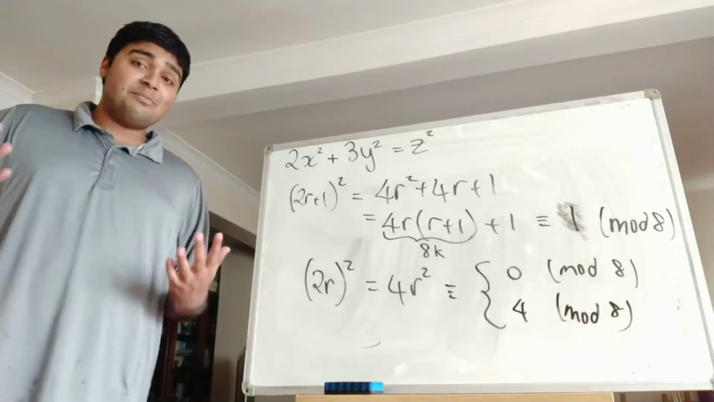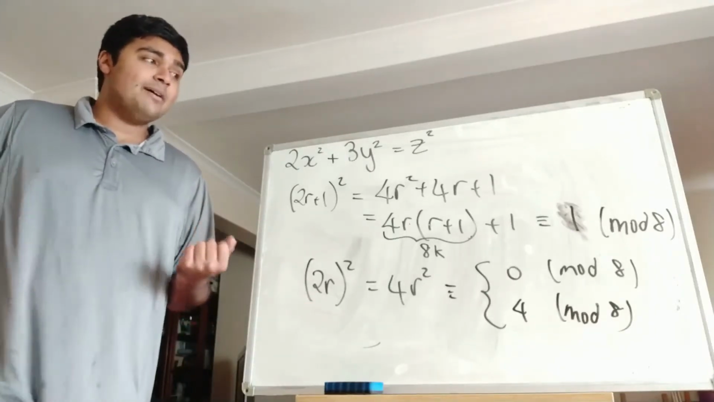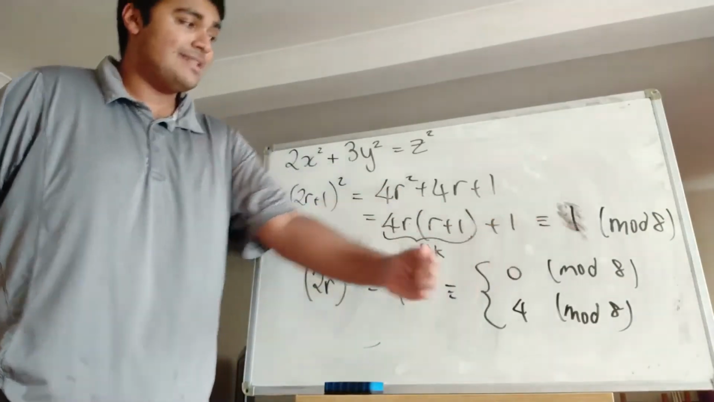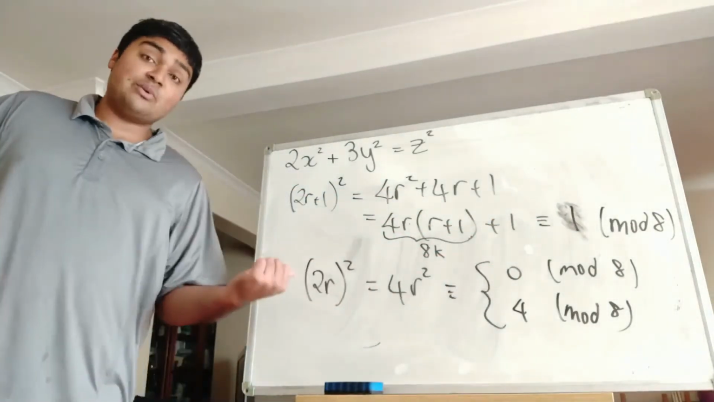And of course, every positive integer is either odd or even. So that means any square number, mod 8, can either be 1, and that's if our original number was odd, or it's 0 or 4, if our original number was even.